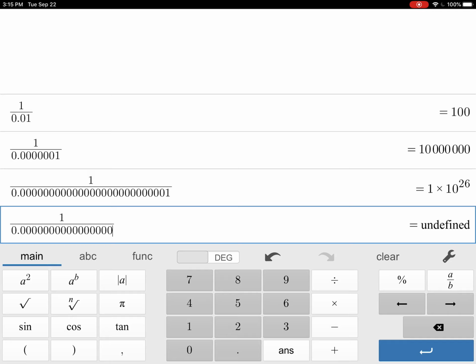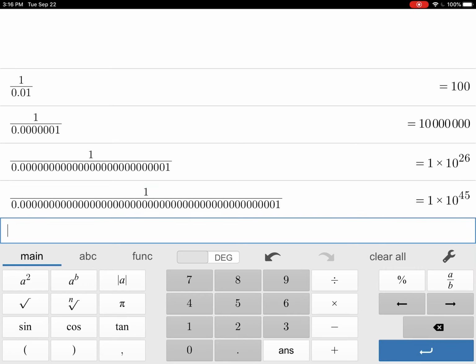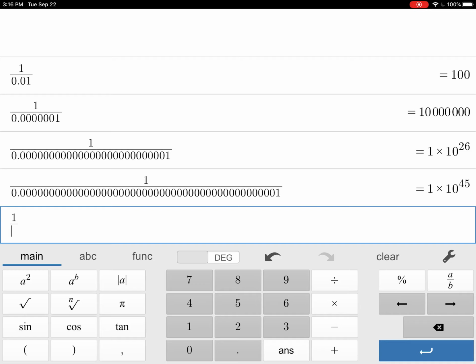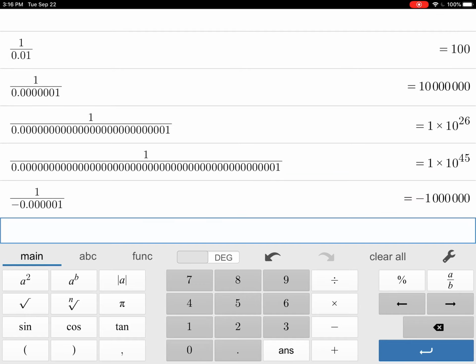But it's kind of silly for me to waste my time doing this more and more, because I just know the more zeros I add before I hit a 1, the bigger my output will be. The same thing happens if it's negative. If I go 1 divided by a negative 0.00001, I get really large negative numbers.